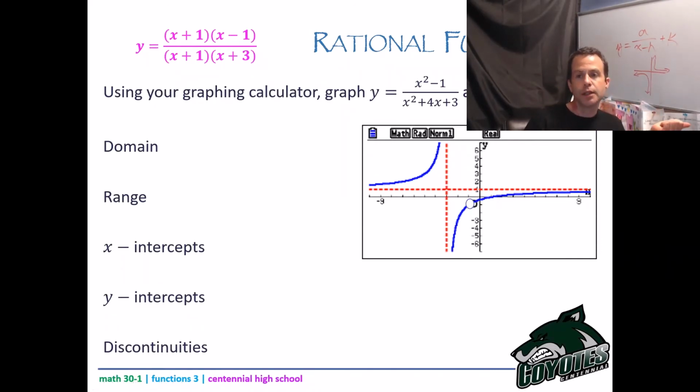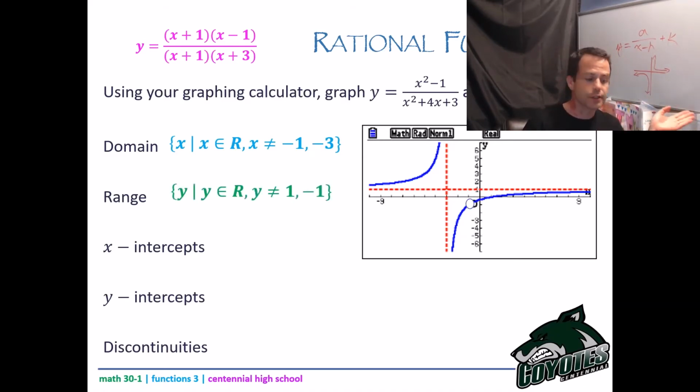My domain then will be x is a member of the reals, but it can't be -1 and -3. My range, y is a member of the reals, but it can't be the two forbidden y values. One is your horizontal asymptote, and one is the y value of your point of discontinuity. Don't forget that y value of the point of discontinuity. I promise that's going to come up in tests. Be really, really careful of that. So my range is y is a member of the reals, except that it can't be 1 and -1.